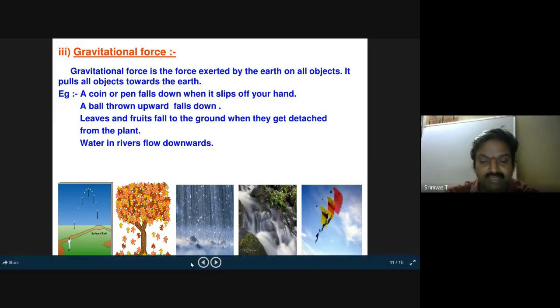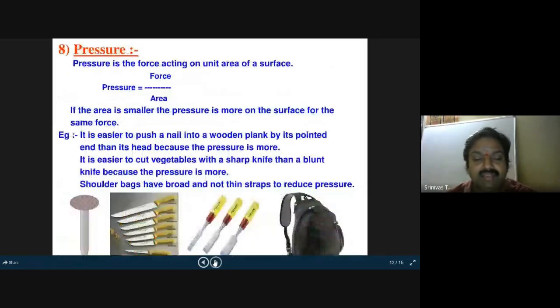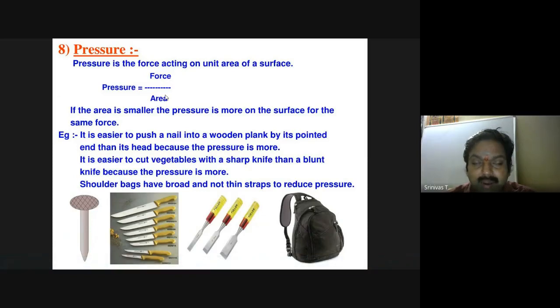Next, lastly, we can see what pressure is. It is a very important physical parameter derived from force and area. We define pressure as the force acting per unit area of the surface. Let us take some examples. Look at the denominator and numerator: the denominator is area and the numerator is force. If the denominator is high, the pressure will be less. Similarly, if the area is less, the pressure will be more.